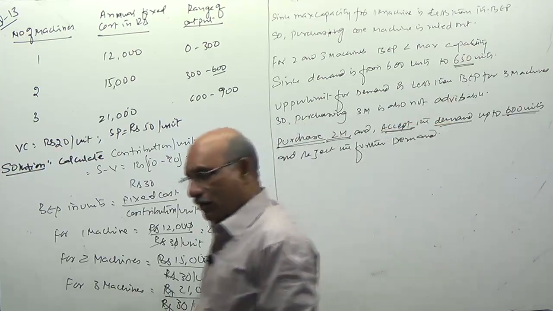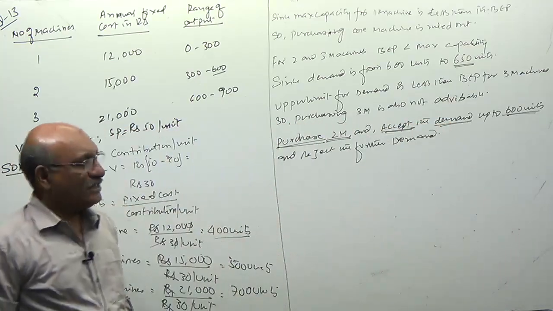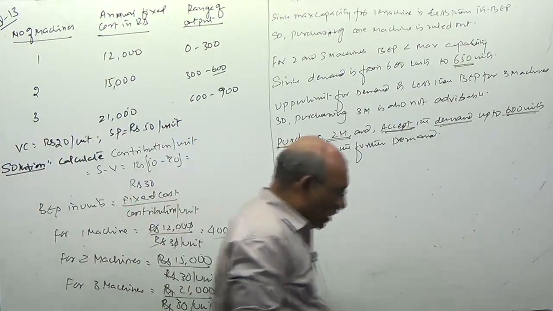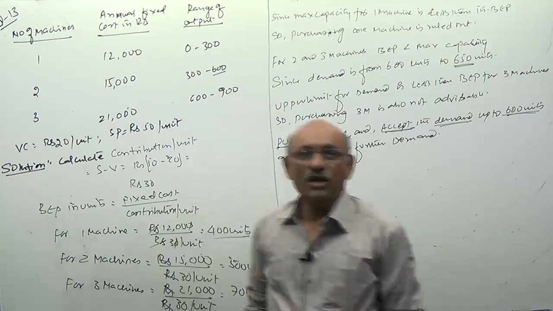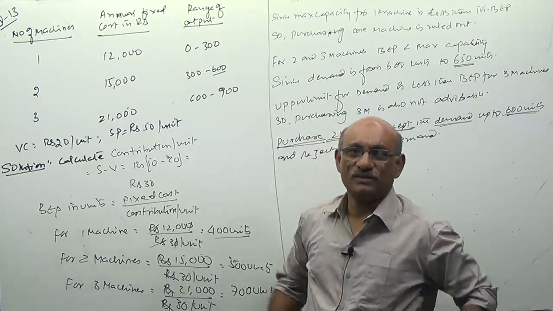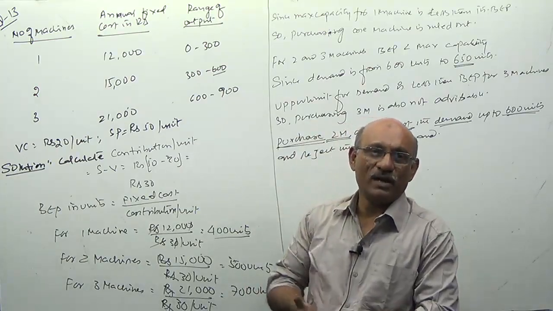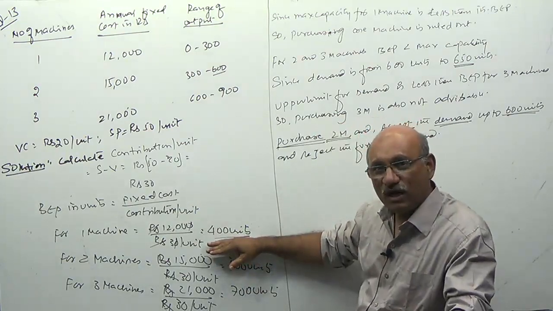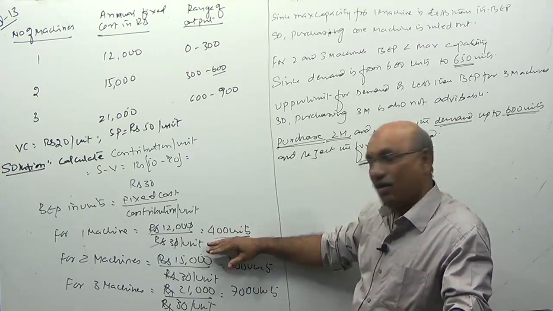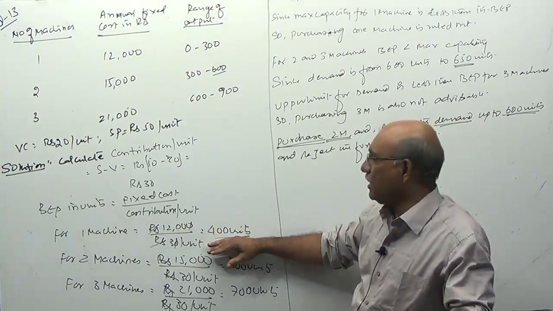Okay. Now, after calculation of break-even point is over, we have to decide how many machines we have to purchase. Look at the decisions, sir, how I am analyzing. Break-even point for one machine is 400 units.